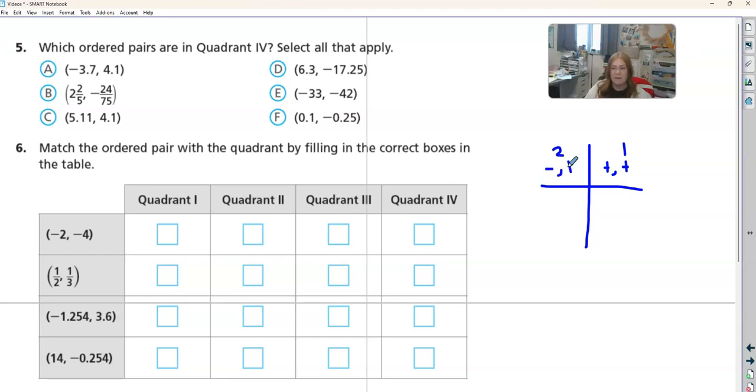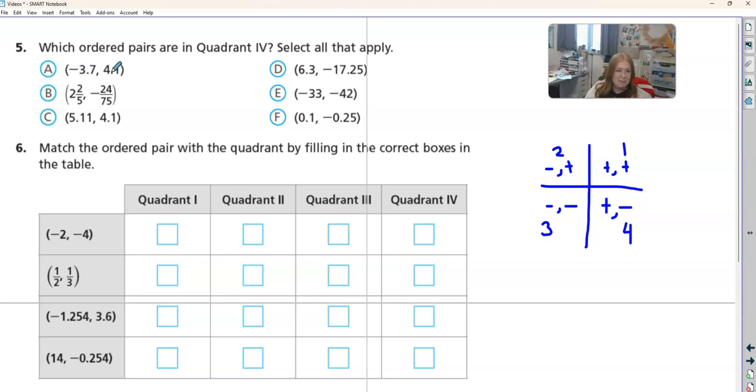So negative, positive. To get to quadrant 3, we have to go negative, negative. And then to get to quadrant 4, we go positive, negative. So that will help us answer all these. So which ones are in 4? We're looking for ones that are positive first, then a negative.